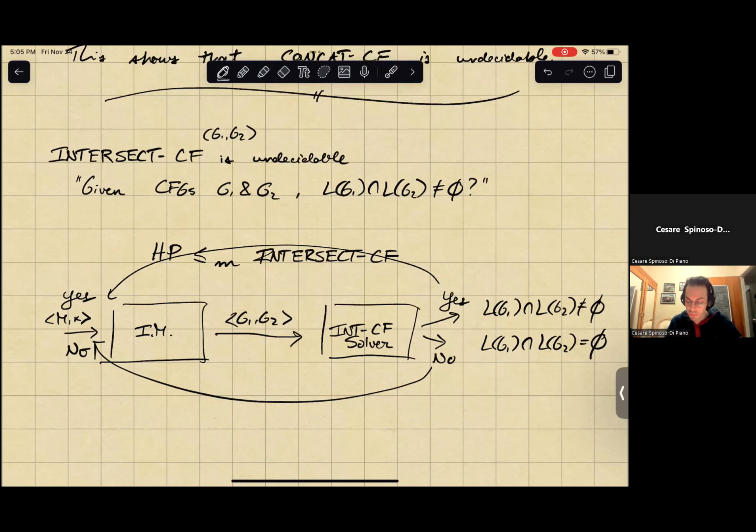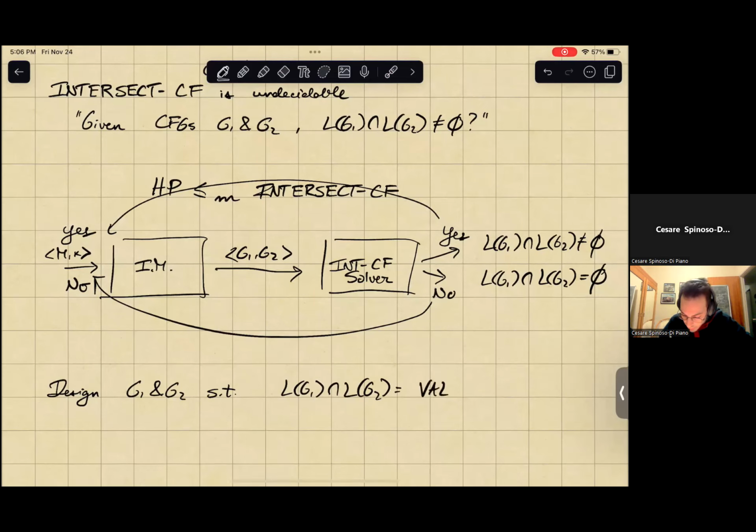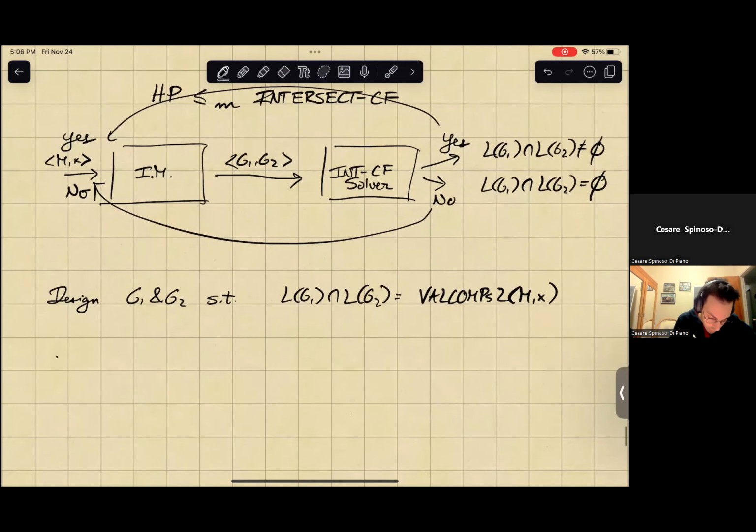So how can I possibly do this? The intuition is that I'm going to design G1 and G2 such that their intersection is a very special language. The intersection is going to be another valcomps, but it's going to be valcomps 2 of M, X. Now, what is valcomps 2? It's very similar to the vanilla valcomps.